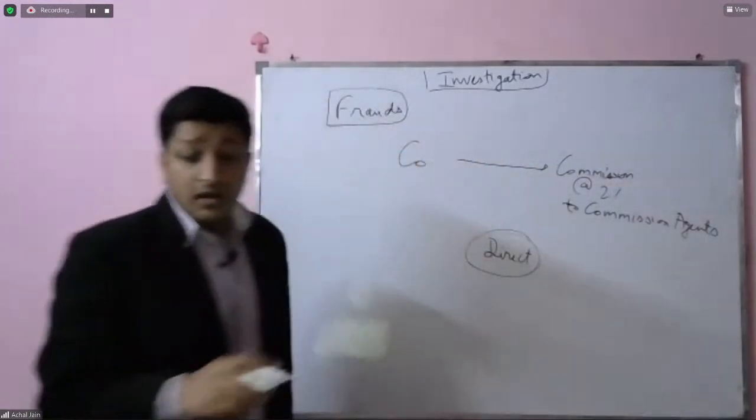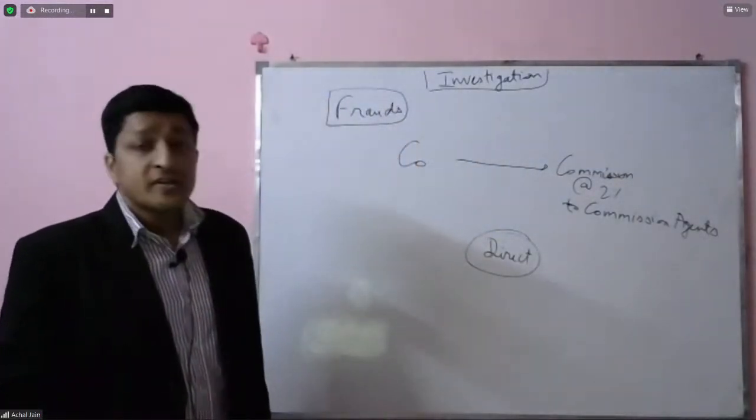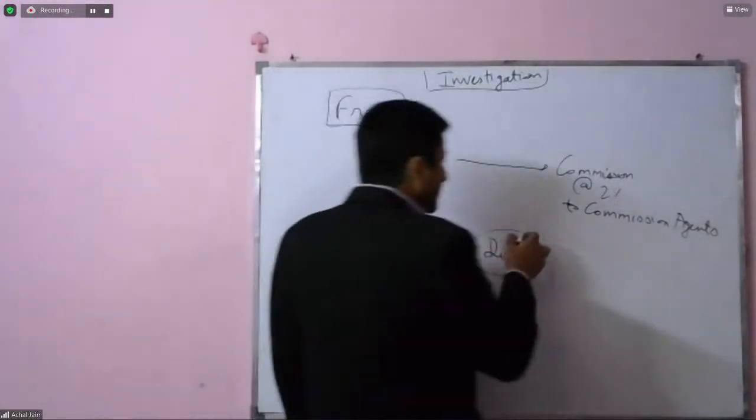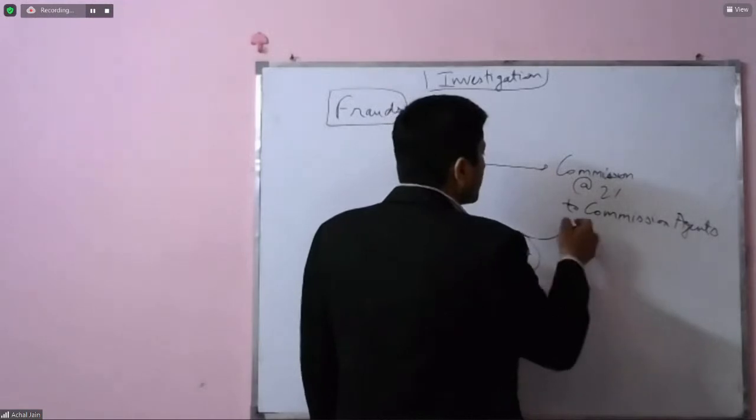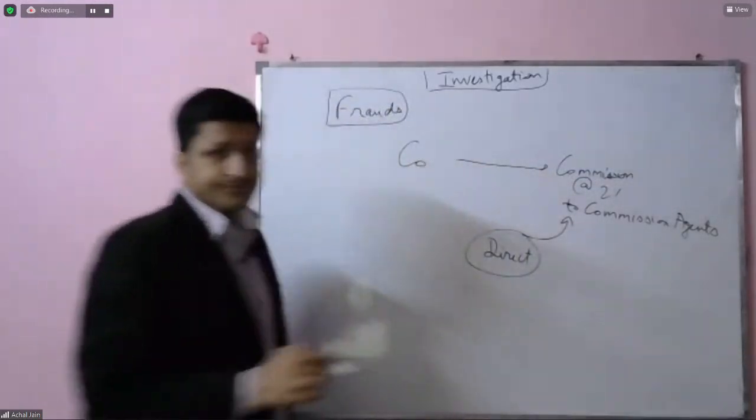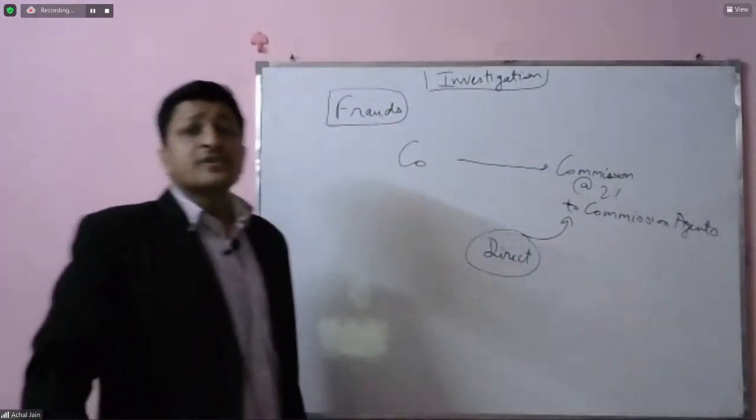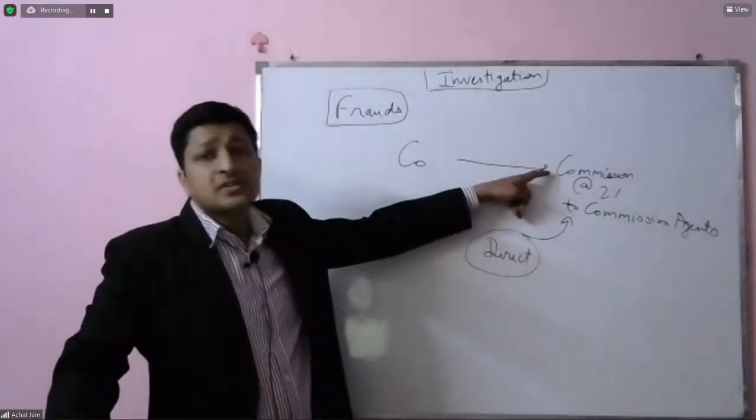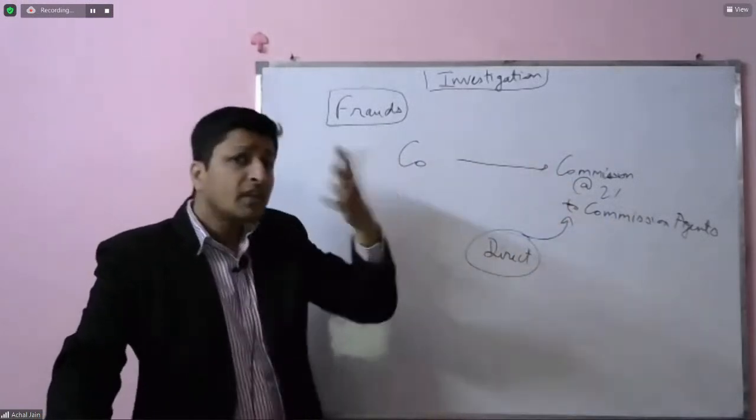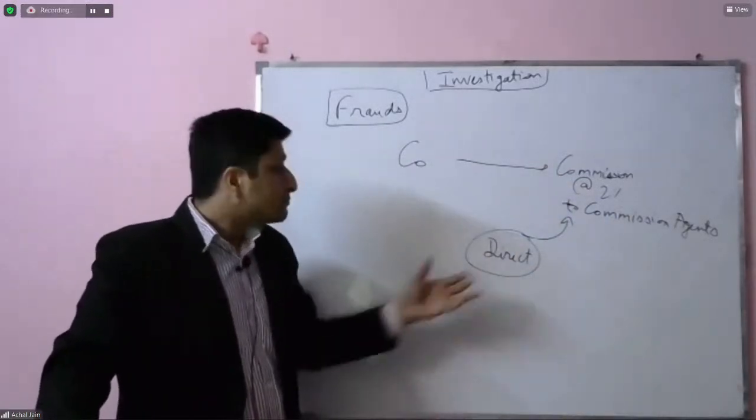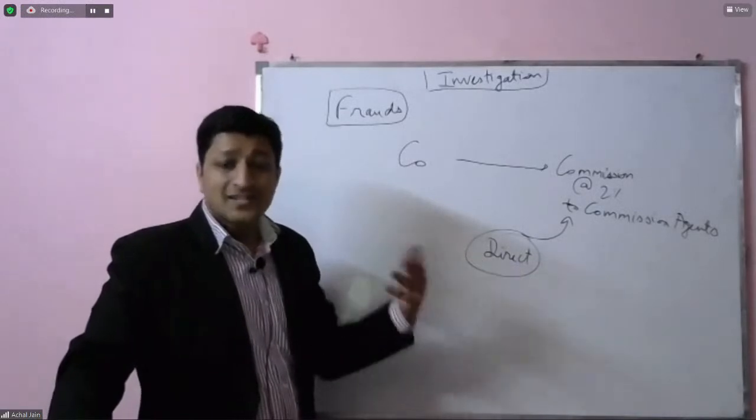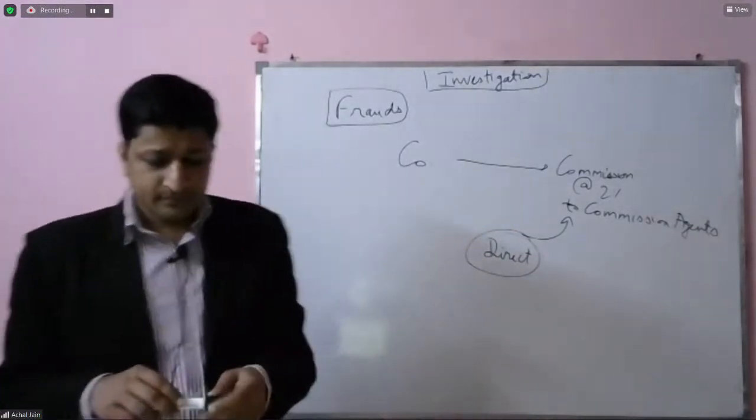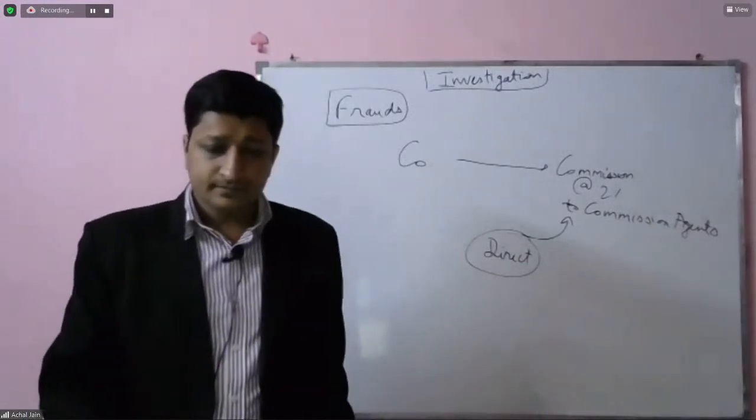Now, what would the employees of the company do? They will show these direct sales as ones which are routed through the commission agents. Because of which, what will happen? Commission will get paid to these commission agents, even though they have not brought any business. This is again a kind of fraud. Correct?